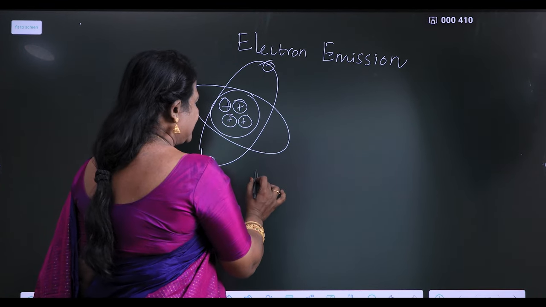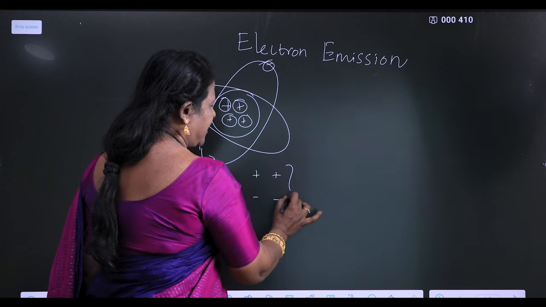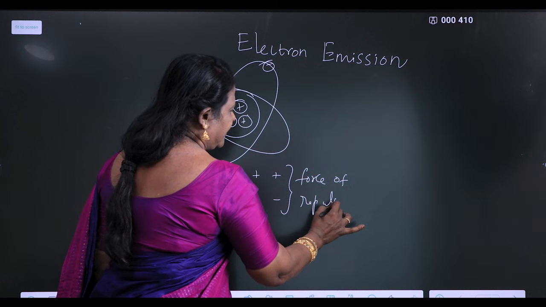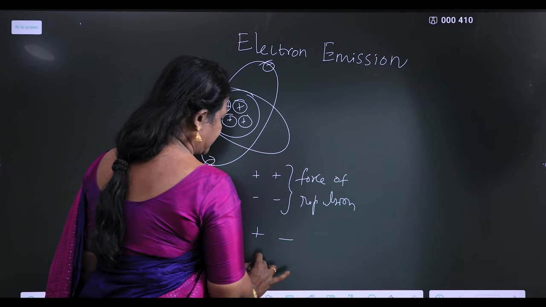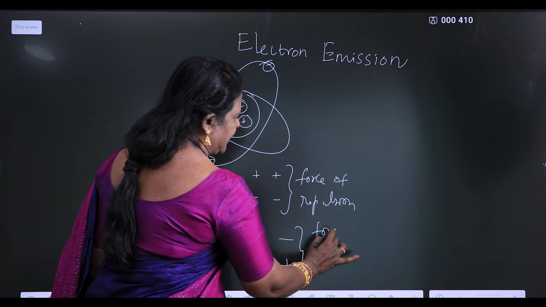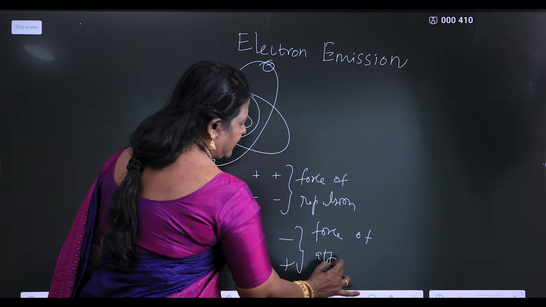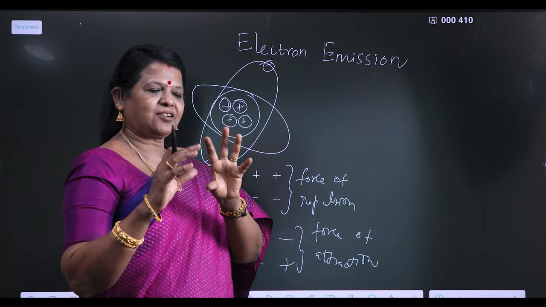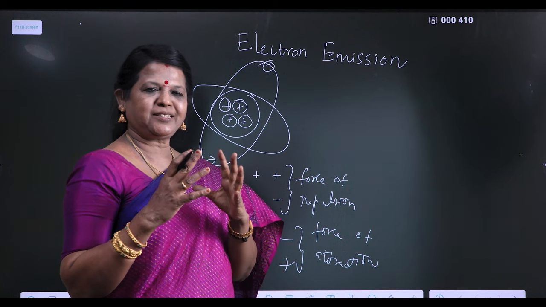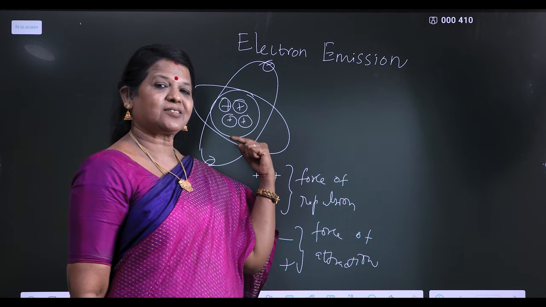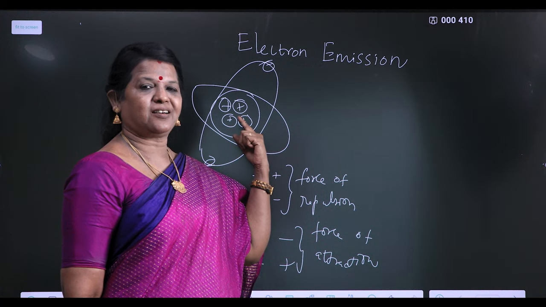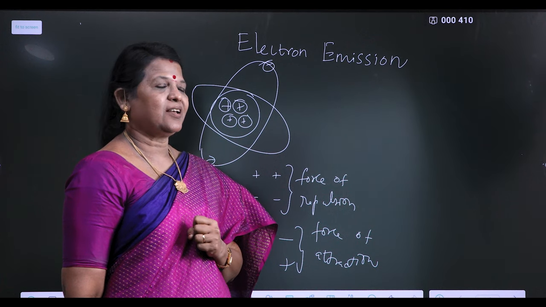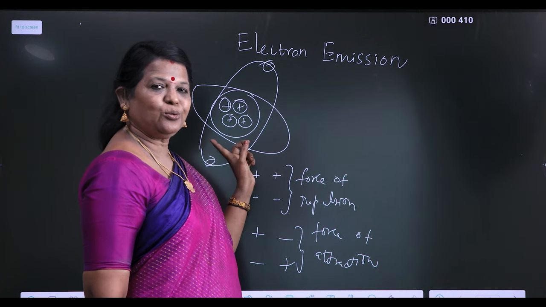Here, we know that same charges experience a force of repulsion and opposite charges experience a force of attraction. So in the case of an atom, the central part is the nucleus, and the electrons which are very close to the nucleus have more binding energy, more force of attraction. But the electrons which are far away from the nucleus do not have a very high attractive force. That's why the outermost shell electrons are loosely bound to the nucleus.